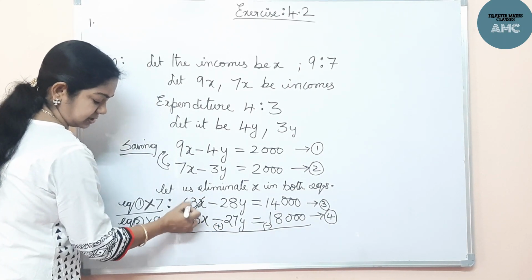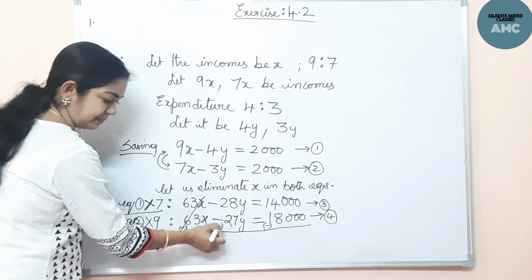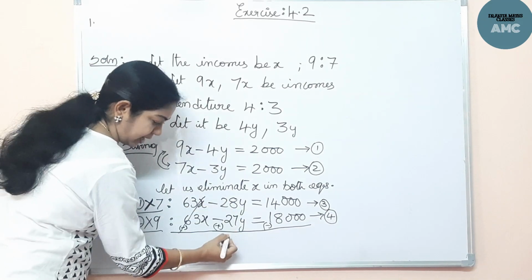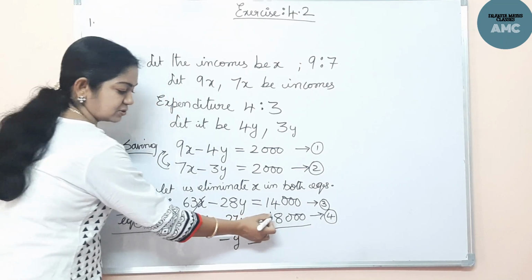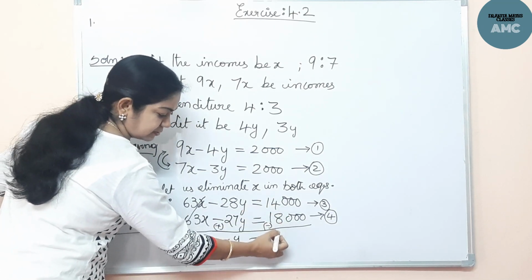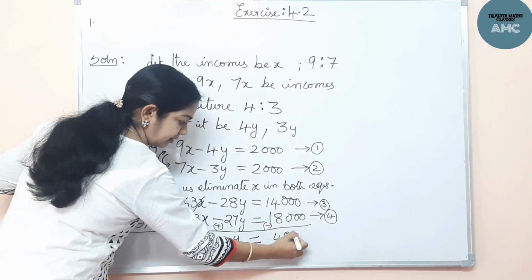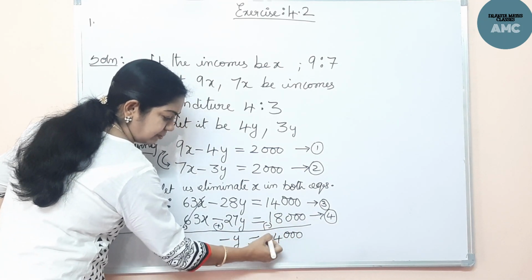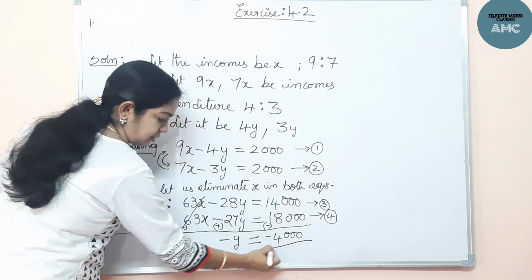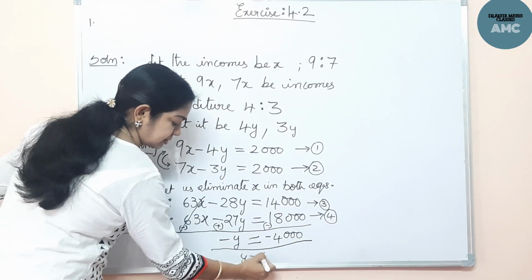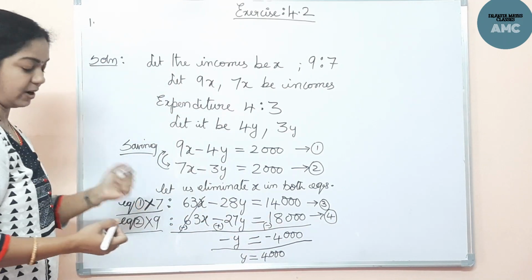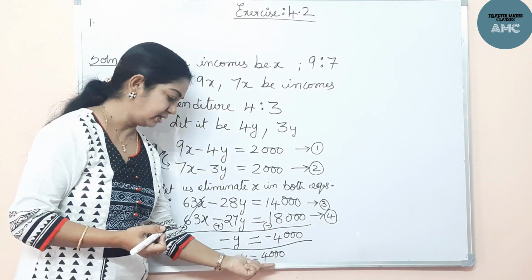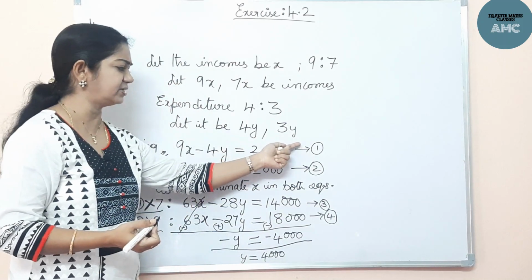So I get 63 minus 63. Now minus and plus we have to subtract. So I get minus y here. Minus and plus subtract. So here 18 minus 14, that is 4,000. And the bigger value is 18, so minus 4,000 you got. That means minus y value is minus 4,000. Cancel the minus from both sides. Okay, y is 4,000.